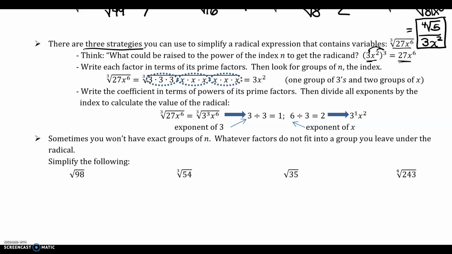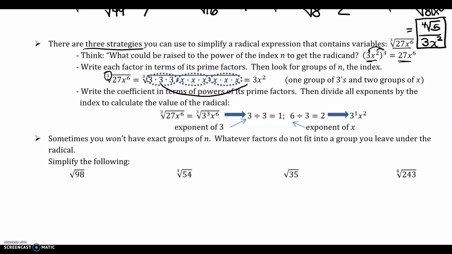I can also write each factor in terms of its prime factors, and then look for groups of n. And this is similar to how you guys factored numbers last year. You made factor trees. So I know that 27 is 3 times 3 times 3, and x to the 6th is x times x times x times x times x times x. When I circle groups of 3, I take 1 out from each group that I've circled. So I pull out 1 three, I pull out 1 x, and then I pull out another x to get 3x squared.